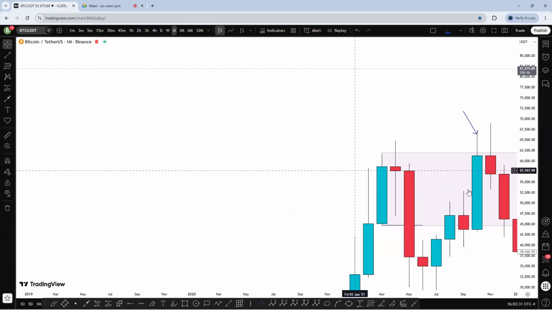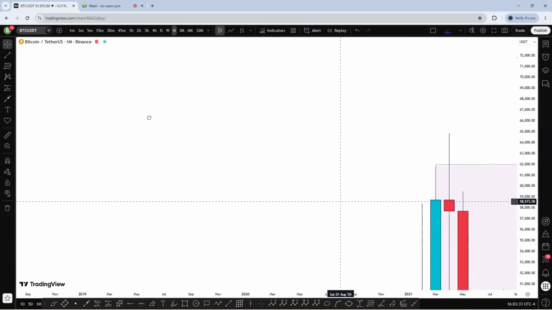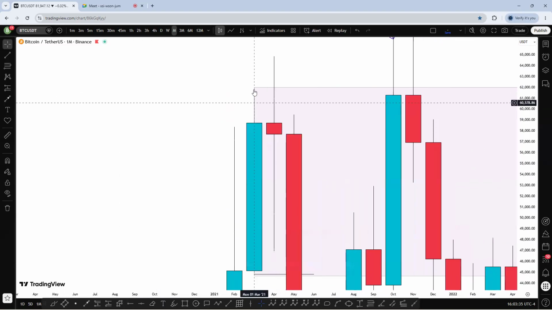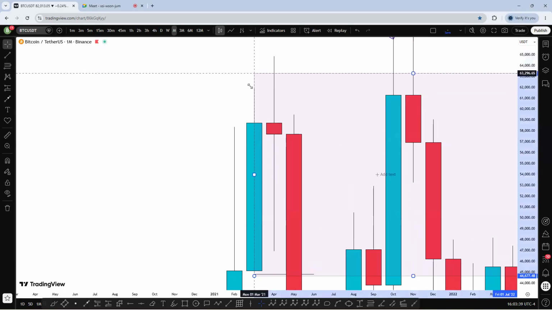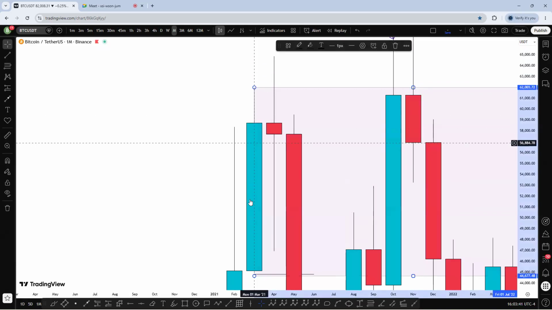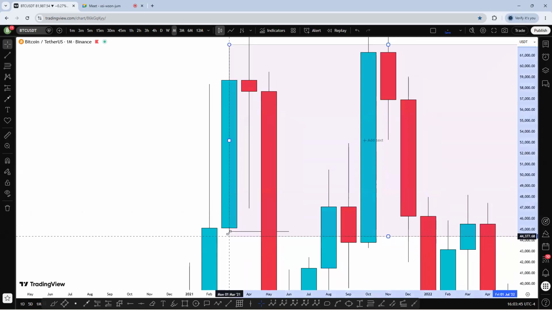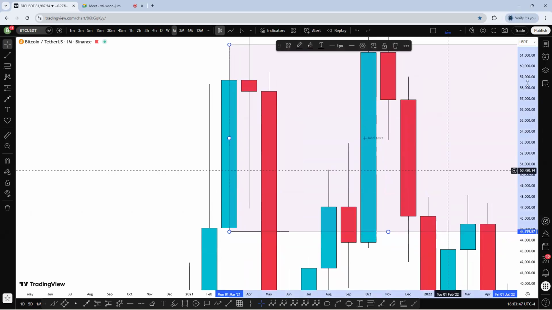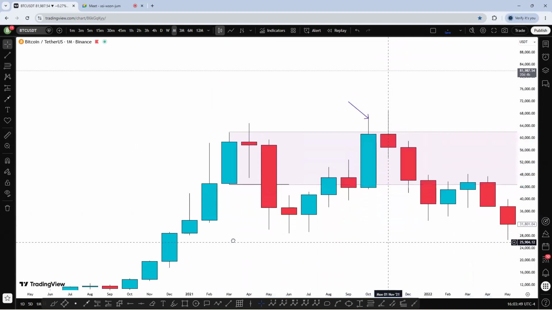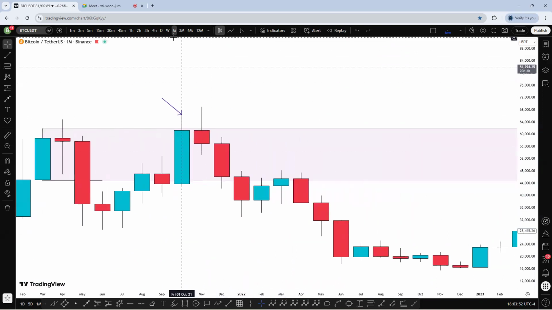Remember, look at how we mark the zone. We mark only that candle. We don't do something like this. We mark the high and the low of this candle that was engulfed. And then this is a monthly zone.